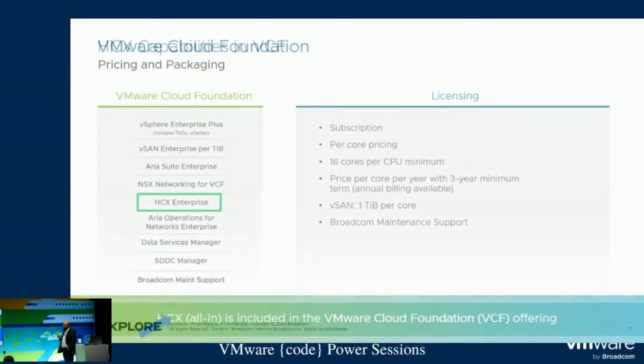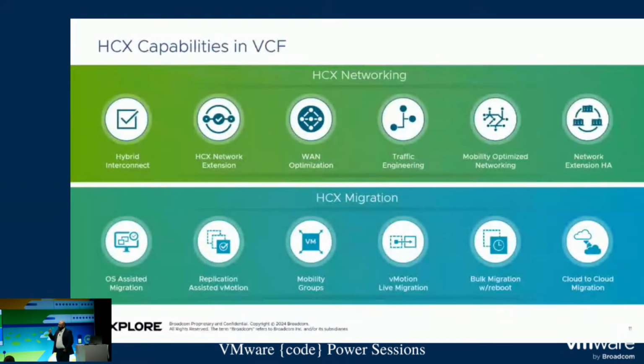That's all the capabilities regarding networking. So for hybrid connectivity, I can do layer 2 extension and WAN optimization. I can do Mobility Optimized Networking to reduce hairpinning. It is an amazing solution. And then I can add Network Extension high availability, so I'm not going to rely on just one appliance. I can have high availability for my network extension.